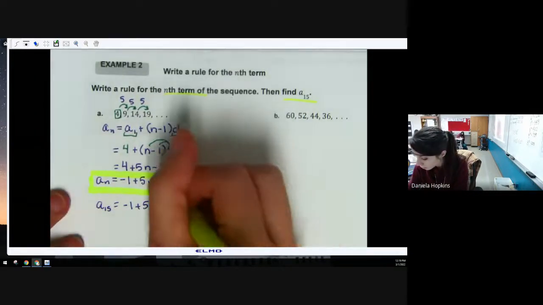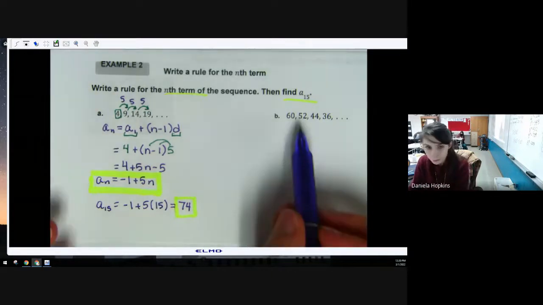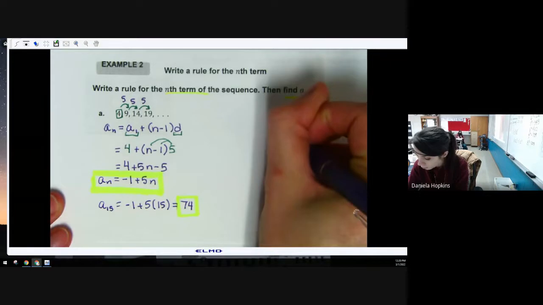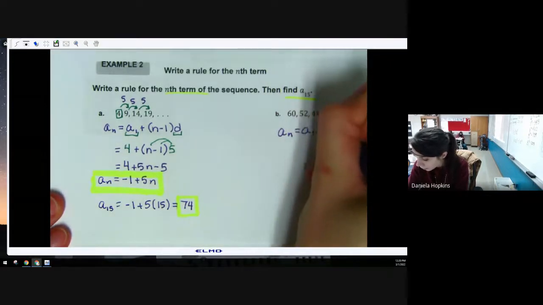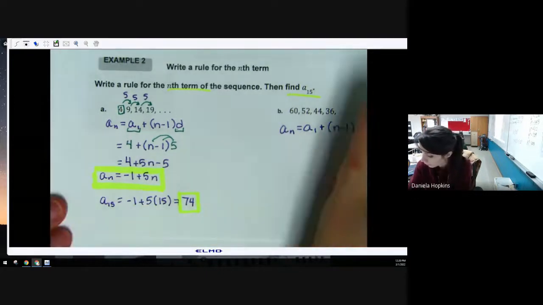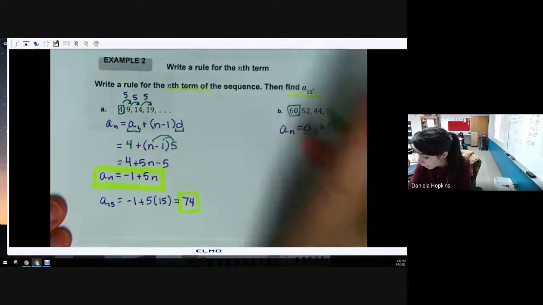Any questions about this one? Not too terrible. I'll do one more. So part B, we have this sequence here. So again, throw down your main rule here. It's a sub n equals a1, your first term, plus n minus 1 times your common difference d. So I have that my first term is going to be 60. And now let's look at the difference.